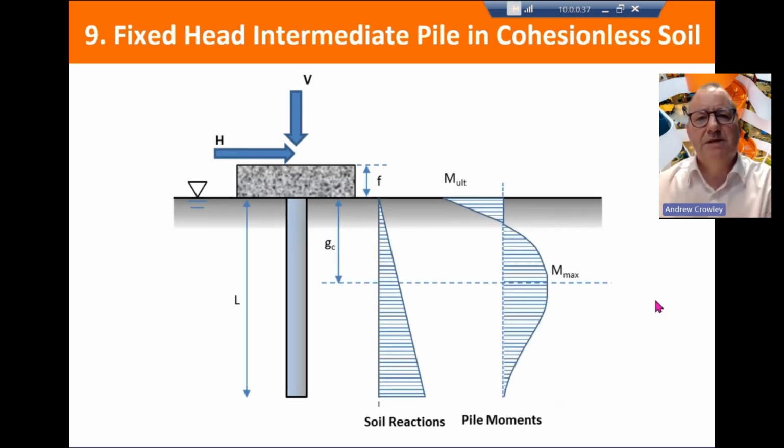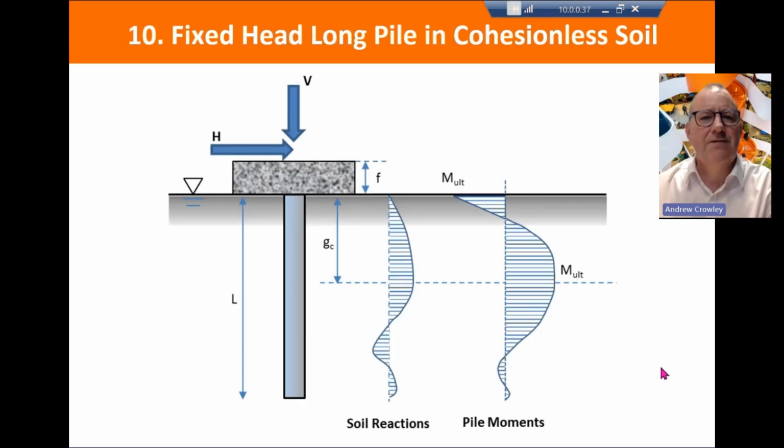Whereas if it's an intermediate length pile, we've exceeded the ground level moment, and the maximum shaft moment is down at a depth of GC. And finally, for our fixed head long pile in cohesionless soil, we're looking at a very strange looking soil reaction with, again, a strange looking double curvature for our moment distribution down the shaft of the pile.